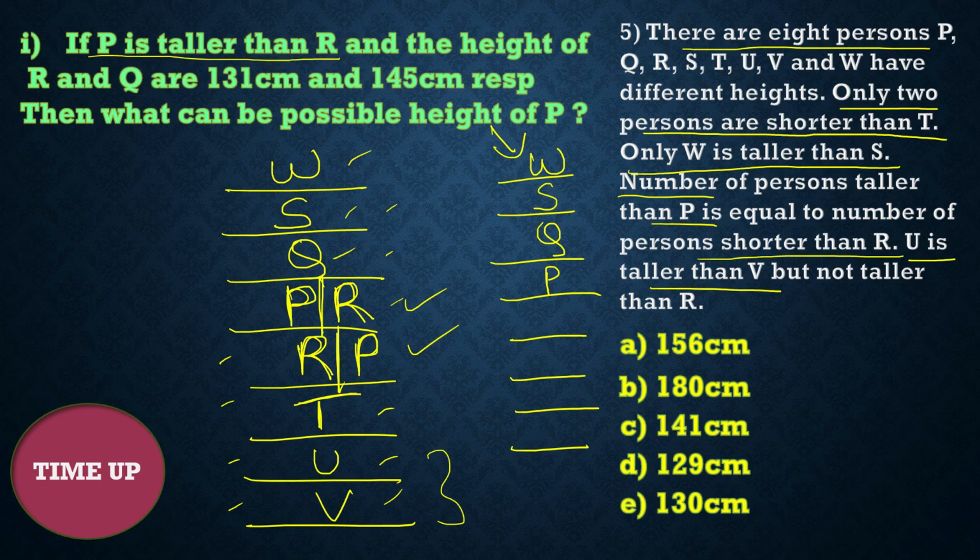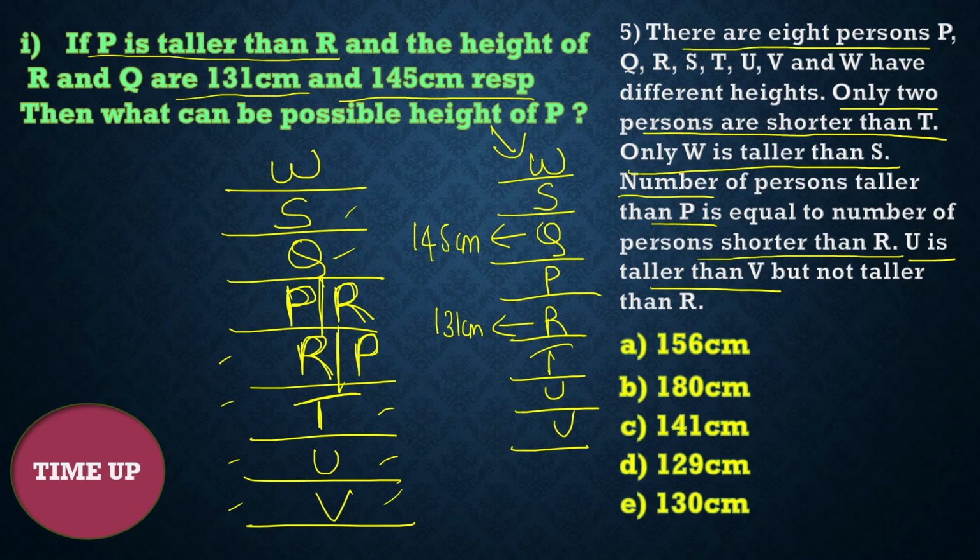This will be the arrangement because they have said that P is taller than R in the question. Now, U and V. And the heights of R and Q are 131 centimeter and 145 centimeter respectively. So what they have given here is R's height and Q's height. R's height is 131 centimeter and Q's height is 145 centimeter.